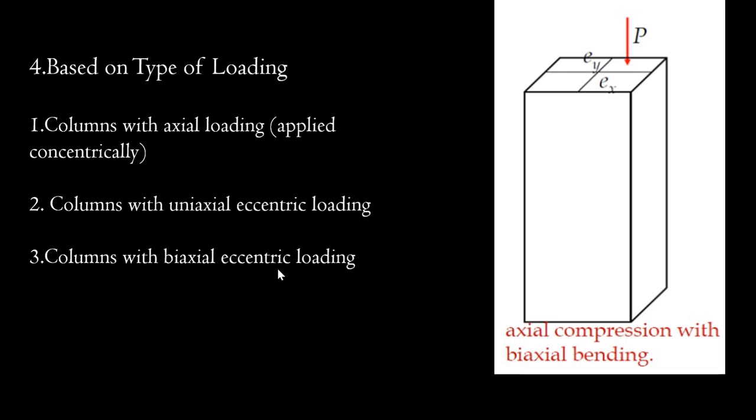And column with biaxial eccentric loading, that is, there is eccentricity in both axes. If we are taking this axis as EX, that is eccentricity in X direction, and this is eccentricity in Y direction. There is eccentricity in both directions, so bending will take place in both the axes. That is called a column with biaxial eccentric loading.